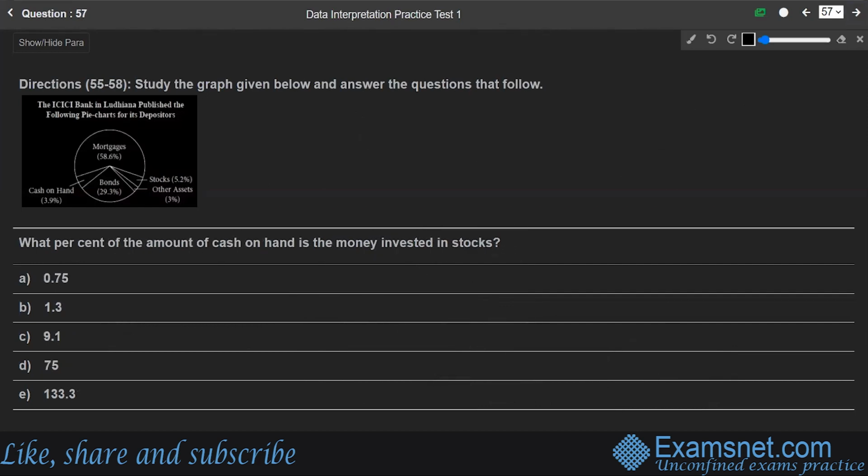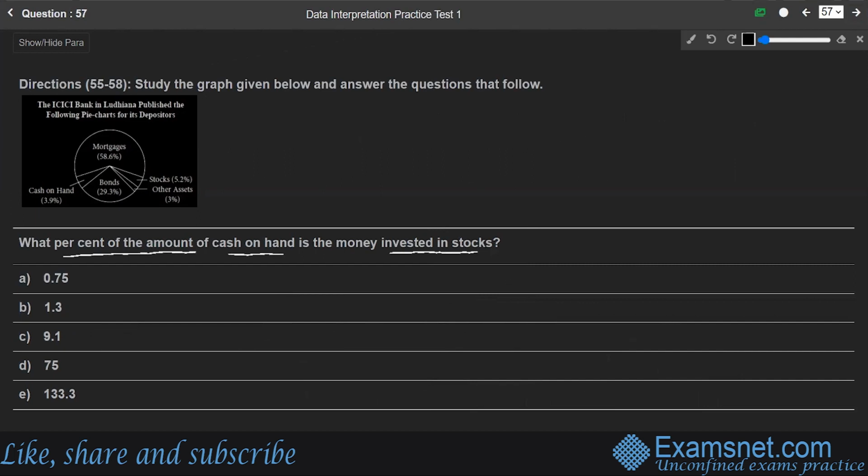Now, there's the next question. There is again the same pie chart being repeated. Now, they are asking what percent of the amount of cash on hand is the money invested in stocks. So the cash on hand amount is what percent of the stocks. We can solve this question in terms of percentage itself. We don't need to convert the percentage value into the total value.